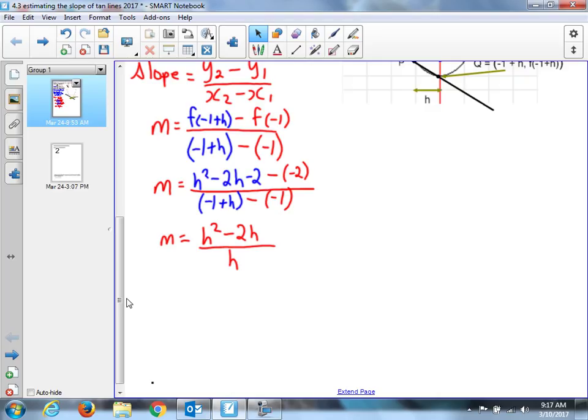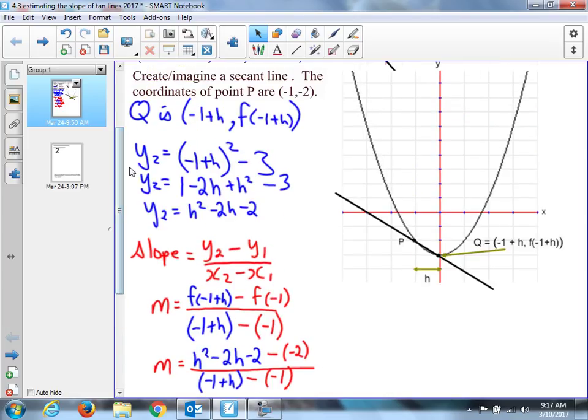Okay. You guys follow me on this? You still haven't solved the problem. You say, what good is a slope that's in h's? You're right, it isn't any good. But do you remember at the start of this, what's the whole idea of this h? What did I say about that h? It's very close to what?